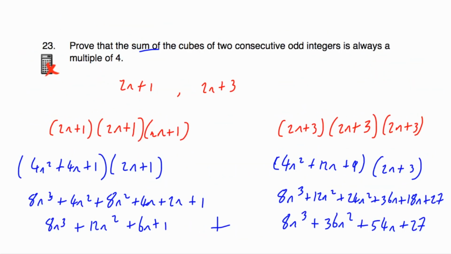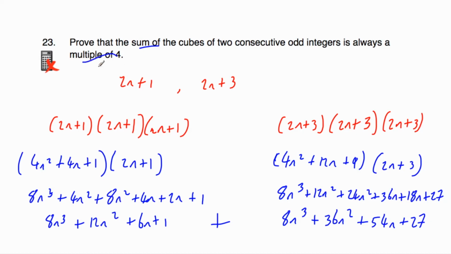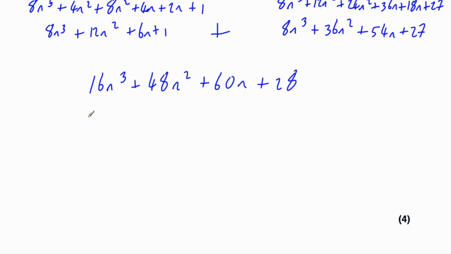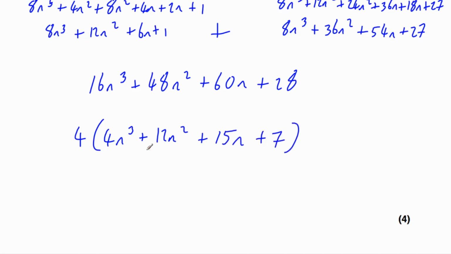Now we've been asked to show that's a multiple of 4. So if we can factorize this and take 4 out, then it's 4 times something, so therefore it's a multiple of 4, and we're done. So let's take 4 out, 4 bracket, and divide all of this by 4, that would be 4n cubed plus 12n squared plus 15n plus 7. And that's 4 times something, so therefore it is a multiple of 4.